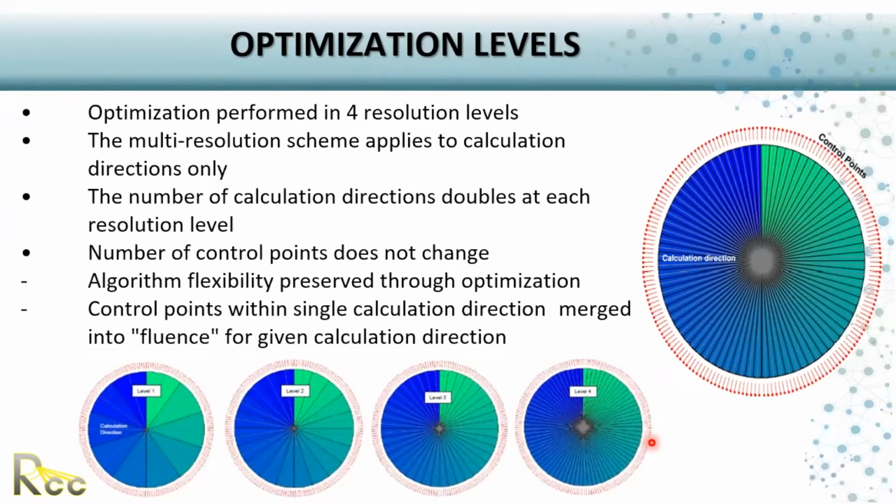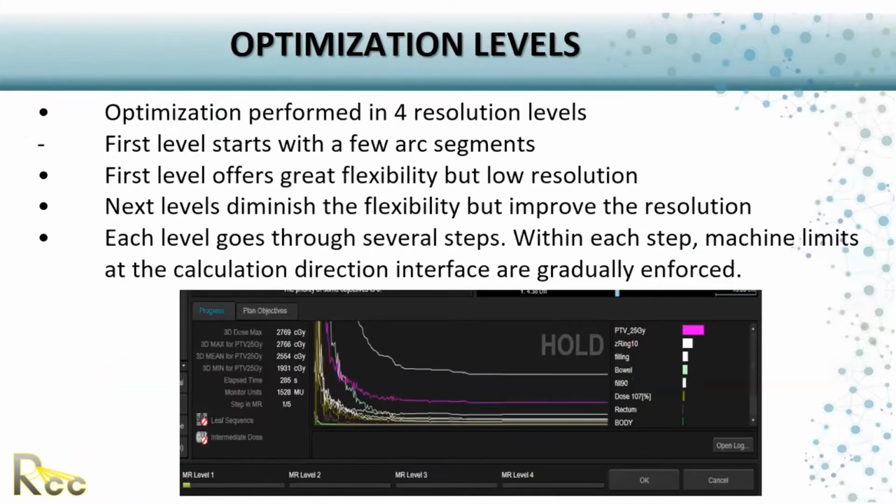Algorithm flexibility preserved through optimization control points within single calculation direction merged into fluence for given calculation direction. The first level starts with a few arc segments, as we said before. First level offers a great flexibility, but low resolution. Next levels diminish the flexibility, but improve the resolution. Each level goes through several steps. Within each step, machine limits and the calculation direction interface are gradually enforced.